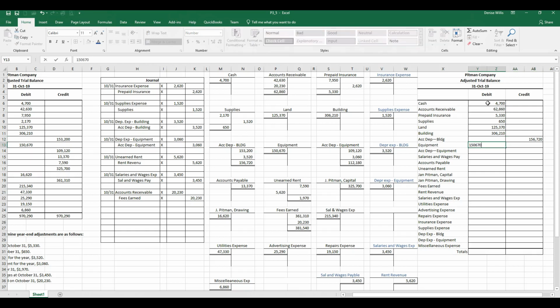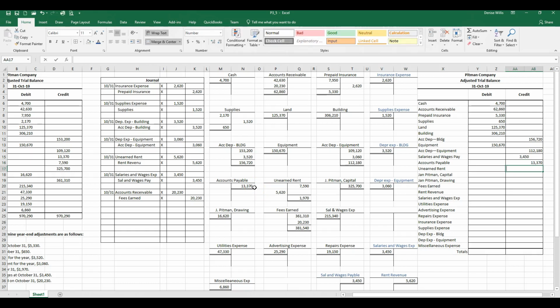Equipment, $150,670. Accumulated depreciation, again, go over to the credit balance. The equipment, where did it go? Okay, $112,180. Salary and wages payable, credit. That is $34.50. Accounts payable credit. Where did it go? Yeah, half the battle is going to be finding them all on here. Let's see. Building equipment. There it is. $13,370.